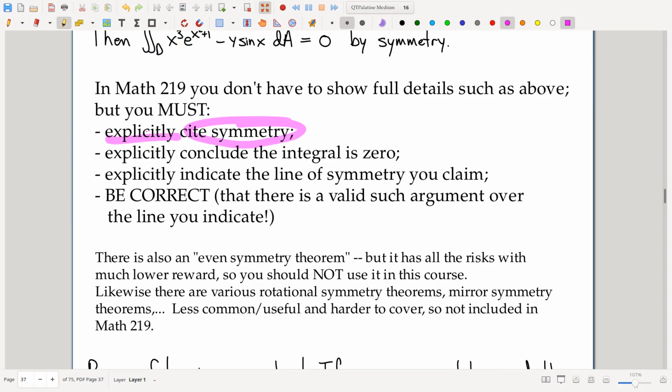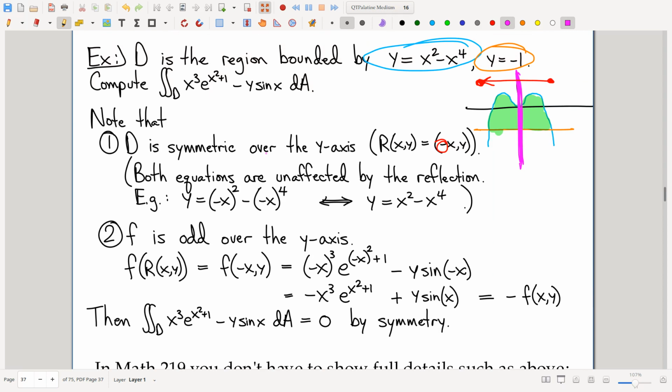You can't just say, "Oh, this integral is equal to 0." You got to say symmetry. That's the reason you got to say symmetry. Okay, you have to explicitly say, and therefore it's 0, right? So you can't just point to an integral and say symmetry, smiley face, and walk away. That's spiking the football on the 2-yard line. No touchdown. Because you got to conclude 0. You have to explicitly indicate which line of symmetry you're using. You got to say it. In this previous one, you would have to say over the y-axis.